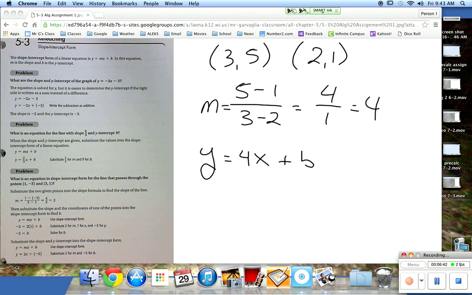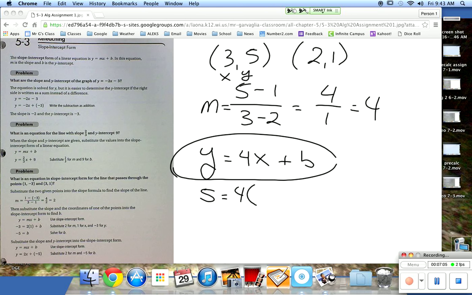Let's put one of those points into this formula right here. Doesn't matter which point. I've got my x, I got my y. Let's plug them in. My y is 5 equals 4 times x, which is 3, plus b. 5 equals 12 plus b. Yes, you can use either one. Either one. We'll do both of them.